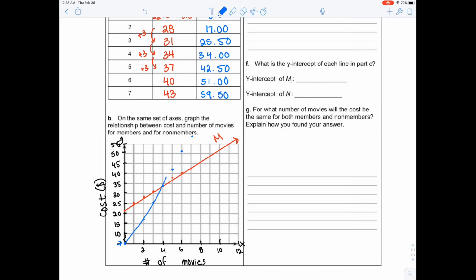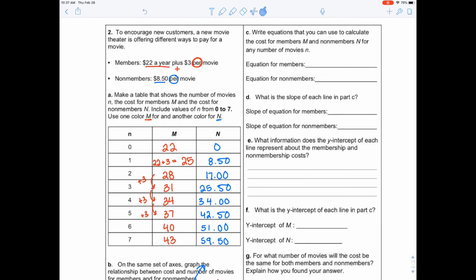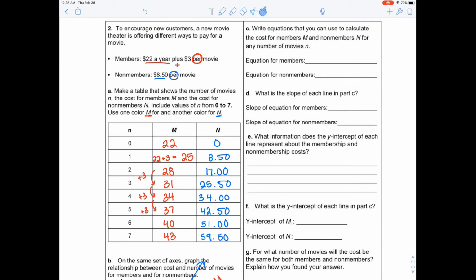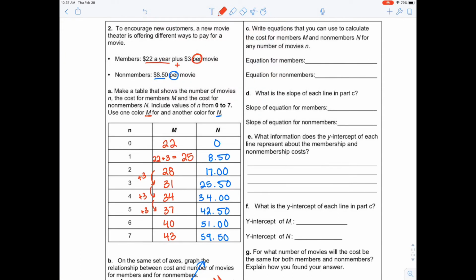Okay, let's connect some of these points. That is not a straight line. There we go. That's much better. And I have my 2 lines. Okay, now the following questions are all about these 2 lines that we just graphed. So we are going to be writing equations, going back to some of the lessons before ski week.